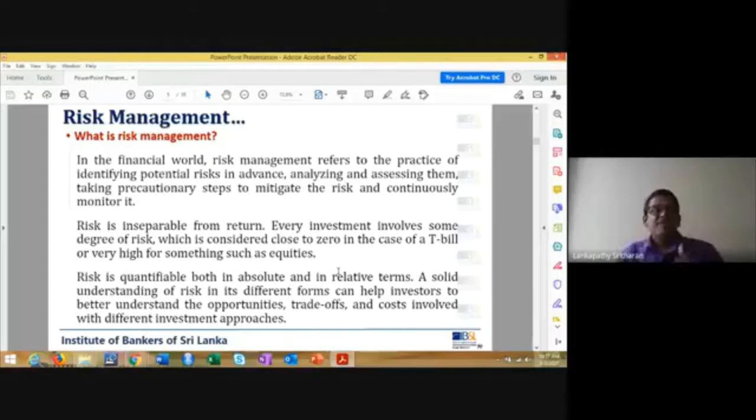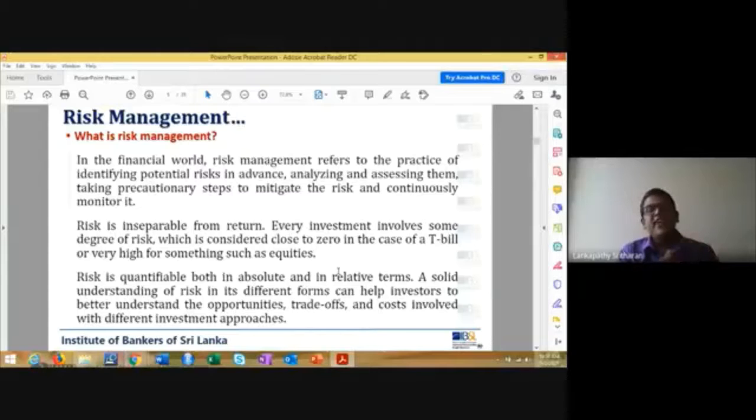First is identifying the risk. The second one is analyzing and assessing those risks. And the third one is taking precautionary steps to mitigate the risk, which means controlling the risk. And the fourth one is continuously monitoring those risks. So there are four components involved in the risk management practice: identifying, analyzing, controlling, and monitoring.